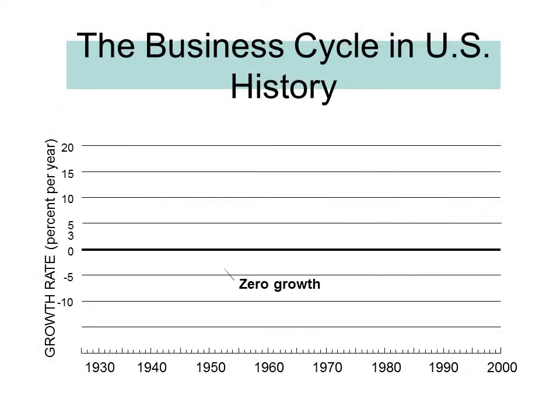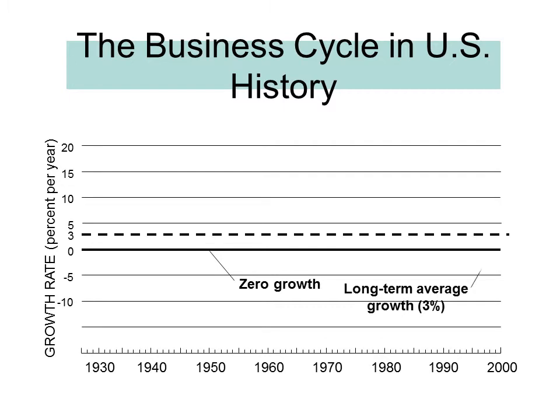So here we have the business cycle in the United States for U.S. history going back all the way to 1930. So first, again, identify what you're measuring here. On the vertical axis, you have the growth rate. In other words, percentage per year of growth. So if you went to zero, it means the economy was neither growing nor shrinking, right? The economy was neither growing nor shrinking.